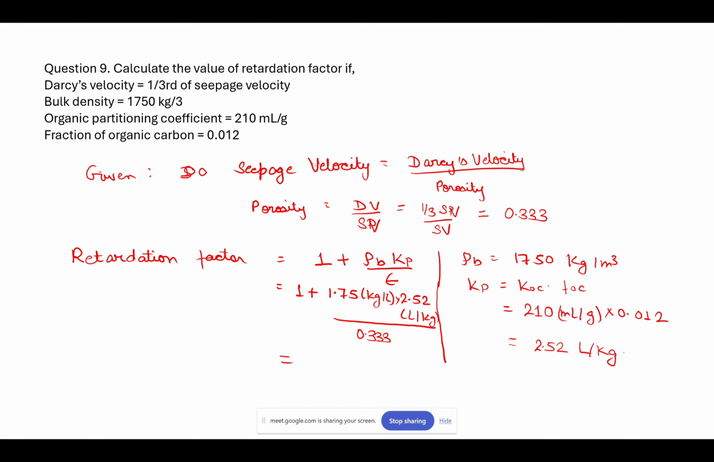I think it's coming out to be 14.24. So 14.24 is the retardation factor. So I hope this question is clear. If you have any doubt, then you can ask, or otherwise we can move to the next question.